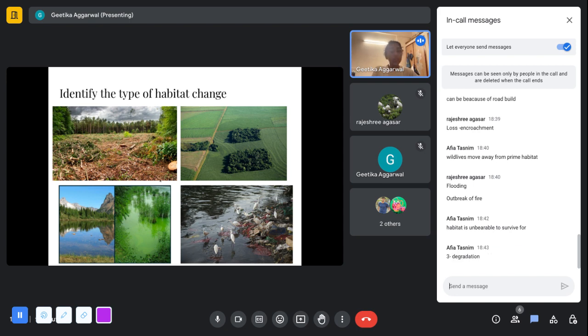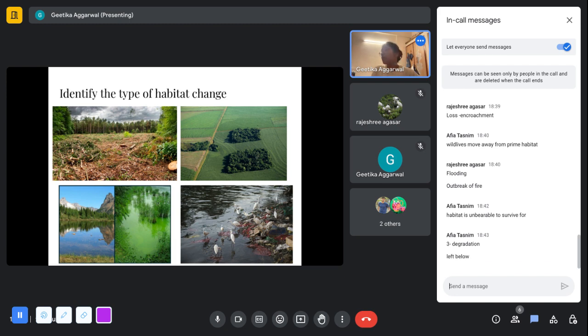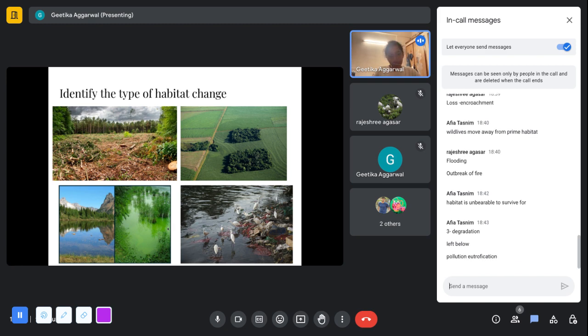So in this image, I guess, okay, three is this three, or are you going one, two, and three? Left below. Yeah, so can you tell me what is going on in the image? Can you make out what is the phenomenon? This is how it used to look before, and this is the state now. You're correct. It is pollution, eutrophication, right? So this is an example of a lake eutrophication.